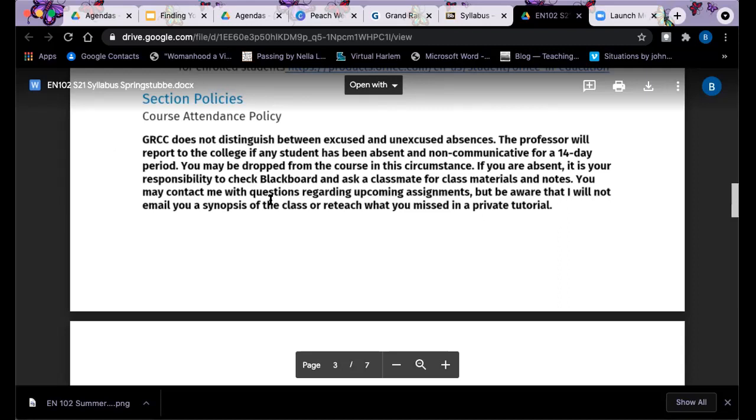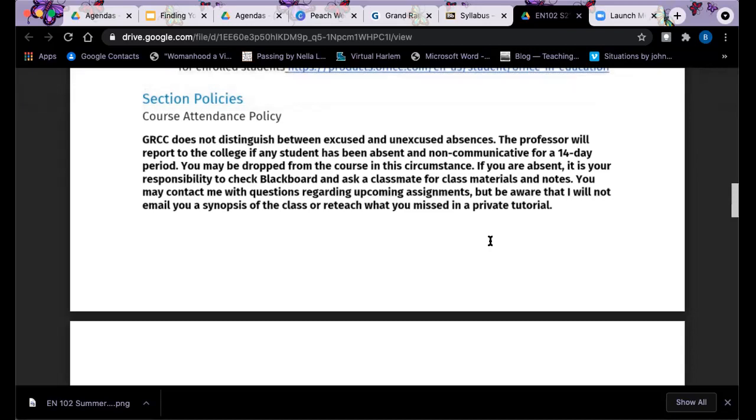So if you are going to miss deadlines for an important reason, such as, say, being hospitalized or being in an accident or something along those lines, something that's really out of your control completely, then you should make sure you communicate so that we can make some arrangements if we need to.